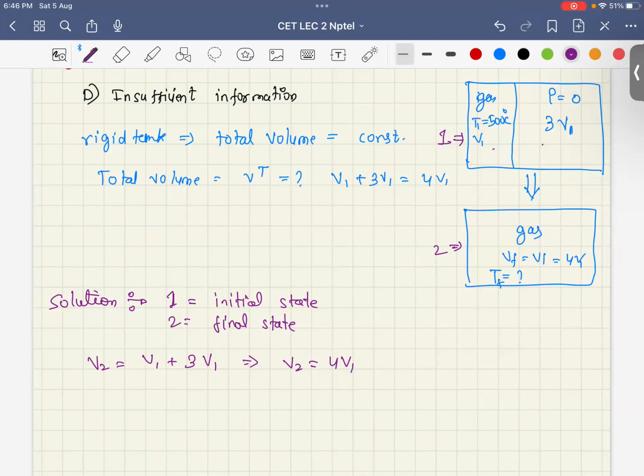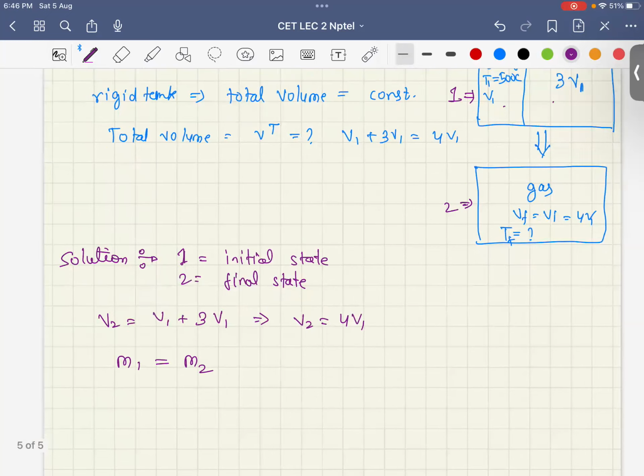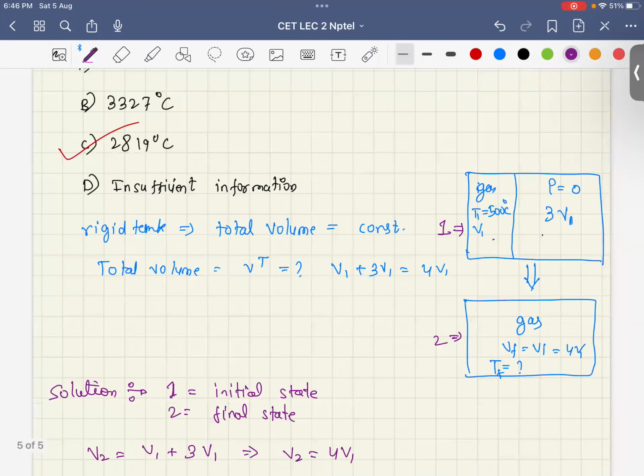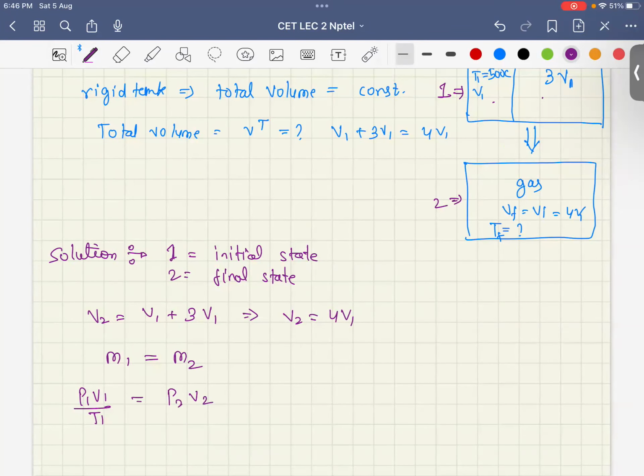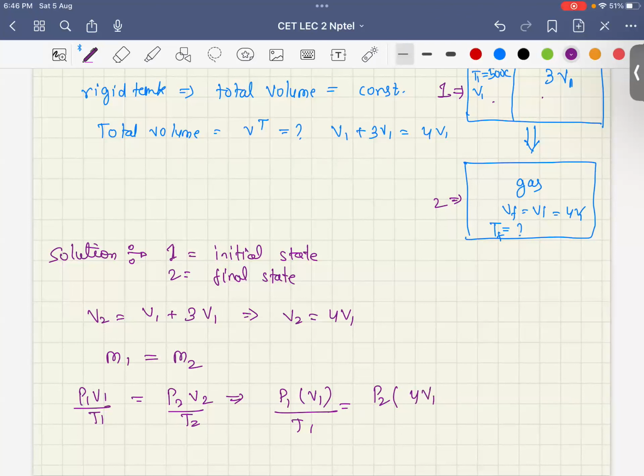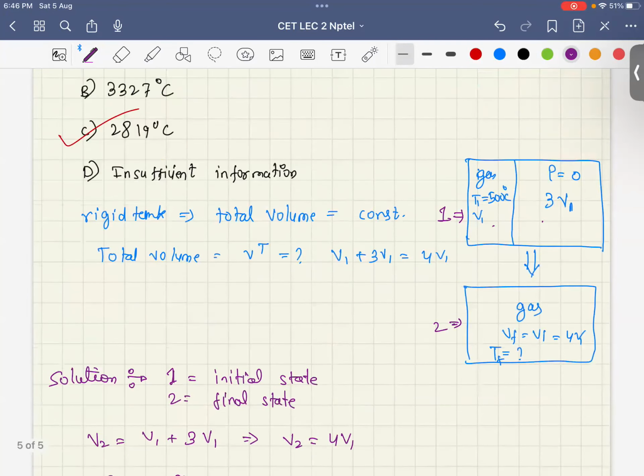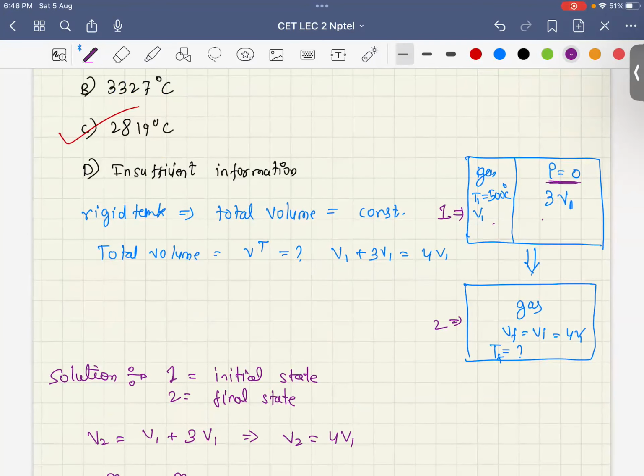As the system is a closed system, the mass of the system is going to remain the same. That means M1 is equal to M2. And we are also given that it's an ideal gas, so we write P1V1 by T1 is equal to P2V2 by T2. Substituting, P1 into V1 by T1 is P2 into 4 times V1 by T2. And we also know that the pressure of the system remains the same.